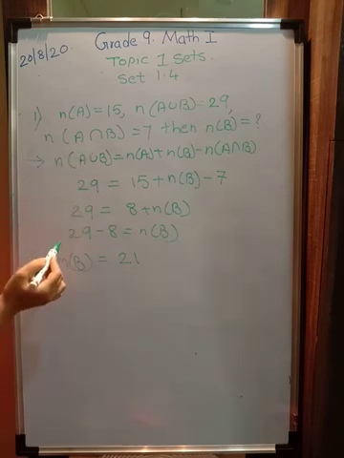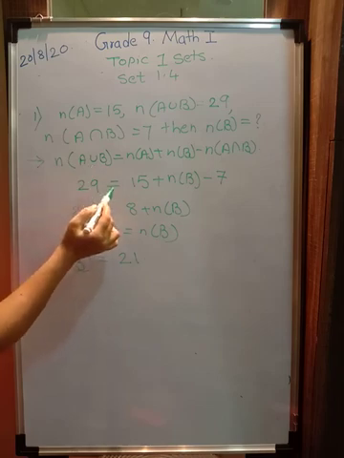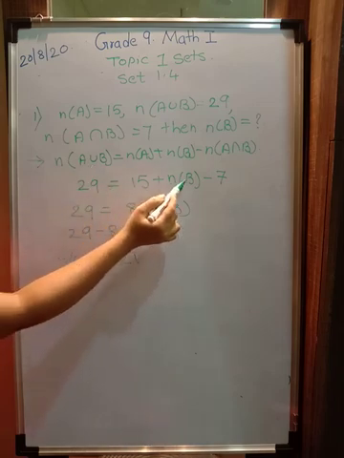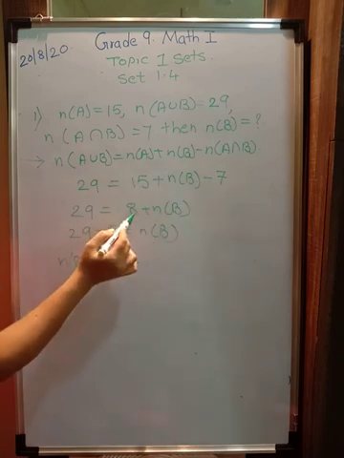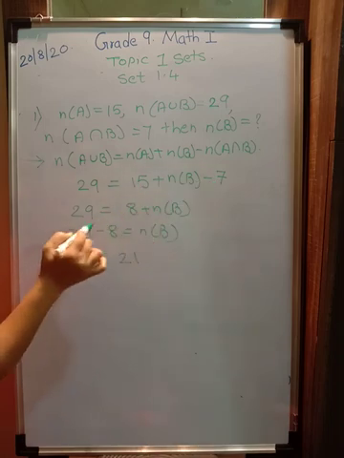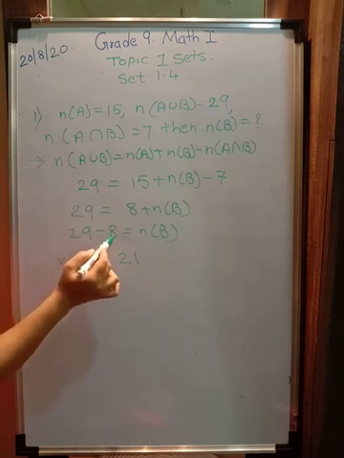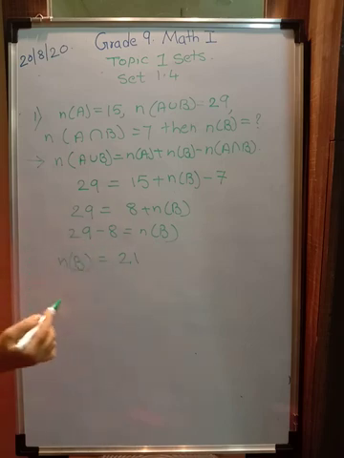So just substitute. This is given as 29, which is equal to 15 plus n(B) minus 7. Now 15 minus 7 is 8. Now 8, if shifted to this side, 29 minus 8 gives 21. So number of elements in set B is 21. It is so easy.